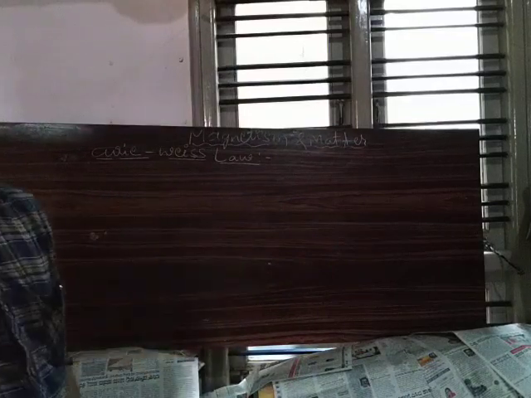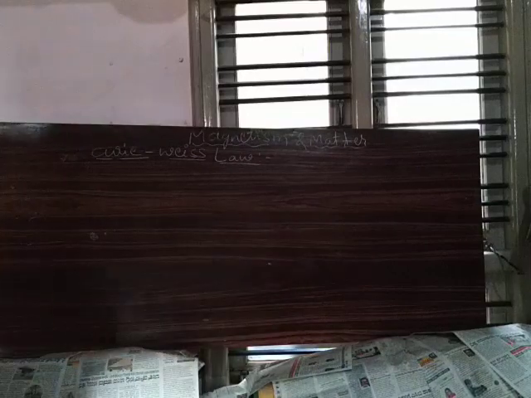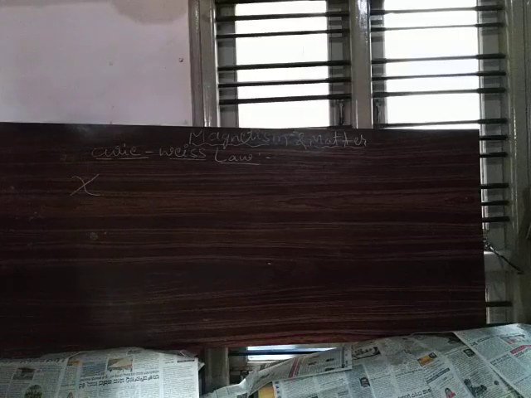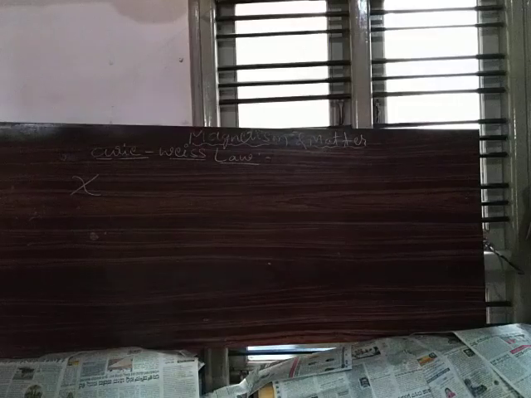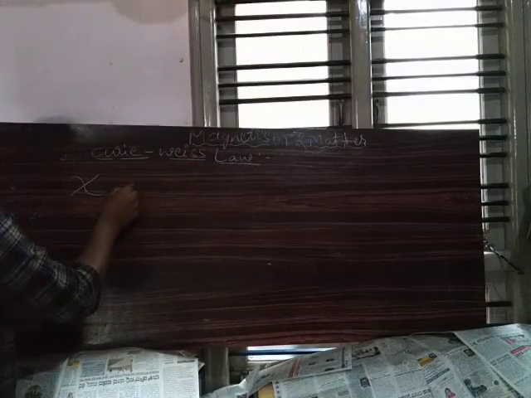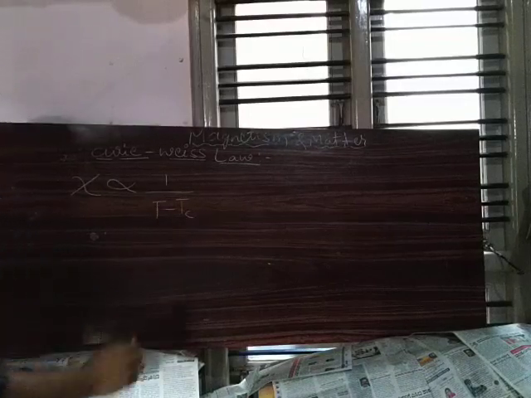So here Weiss is also the name of the scientist. Okay? So whatever domain theory we have studied in a ferromagnetic material, we can also call it Weiss domain theory. Right? So here, the susceptibility of a ferromagnetic material above the Curie temperature. Above the Curie temperature only, the ferromagnetic material will become a paramagnetic material. So above the Curie temperature the susceptibility will be inversely proportional to T minus Tc.